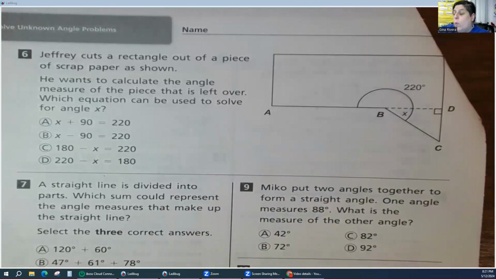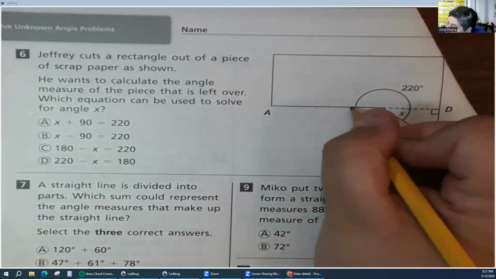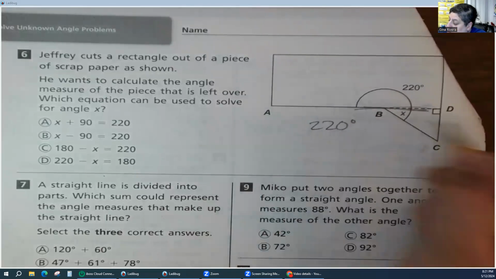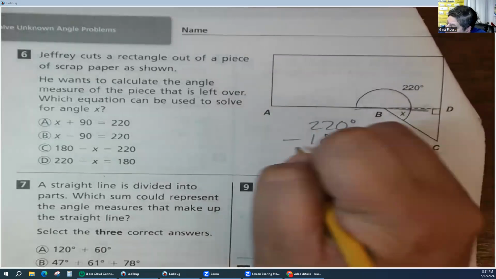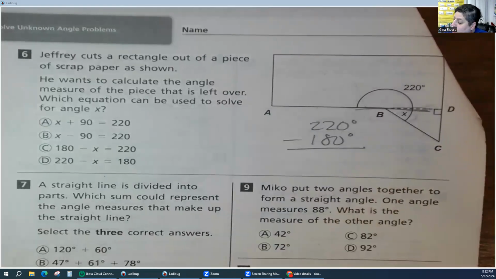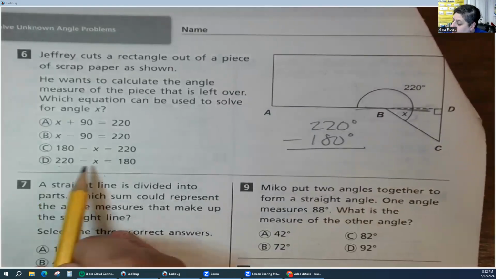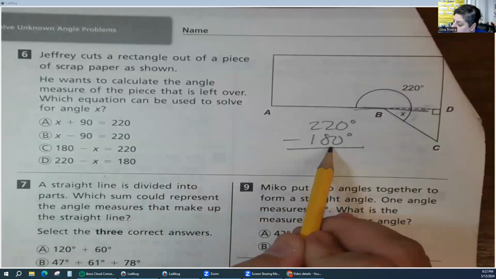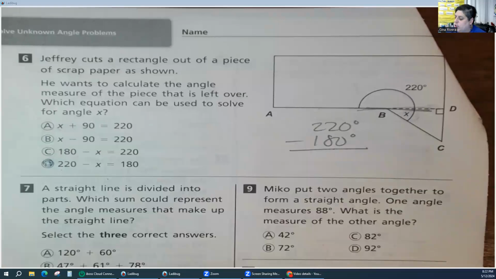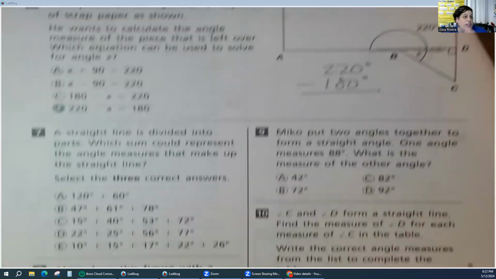That means that it's more than 180. So if this straight angle is 180, but the whole thing goes to 220, I need to subtract these numbers from each other in order to know what is left right here. Okay, so that angle minus that angle will give me the 180. So I'm going to say that D is the way that you would find that, all right? And you don't even have to find that number.